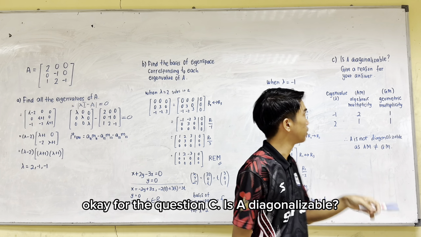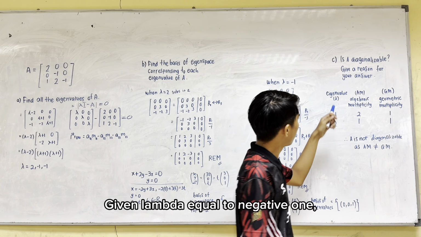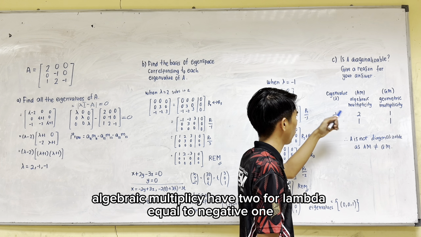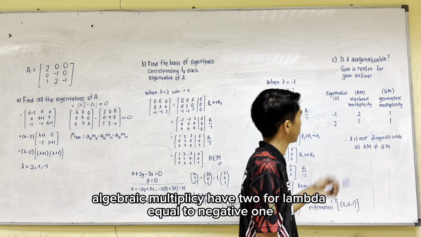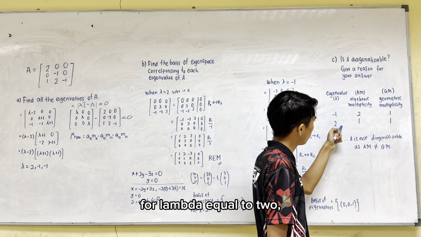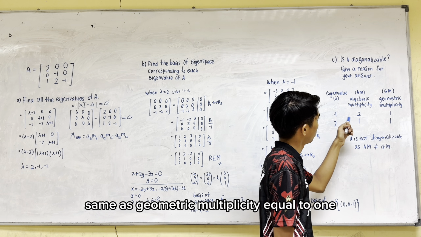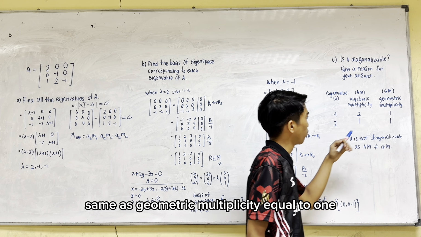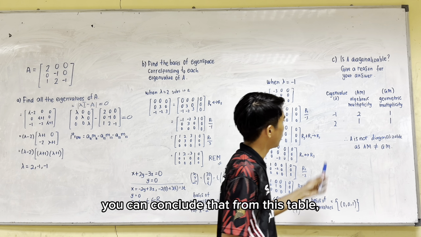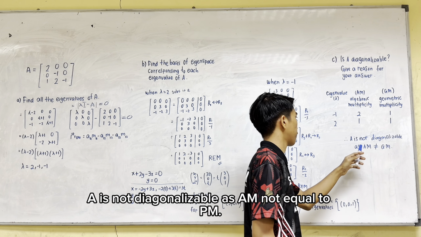Okay, for question C, is A diagonalizable? Give a reason for your answer. Given lambda equal to 1, algebraic multiplicity is 2 and geometric multiplicity is 1. For lambda equal to 2, algebraic multiplicity is 1, and geometric multiplicity is 1 too. And you can conclude from this table that it is not diagonalizable as AM is not equal to GM.